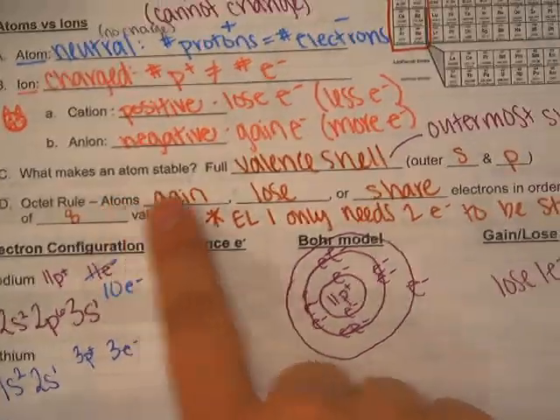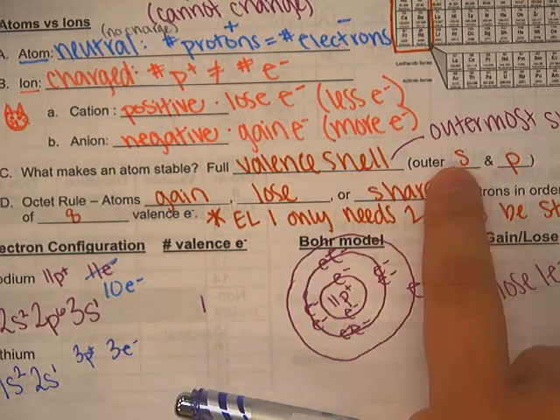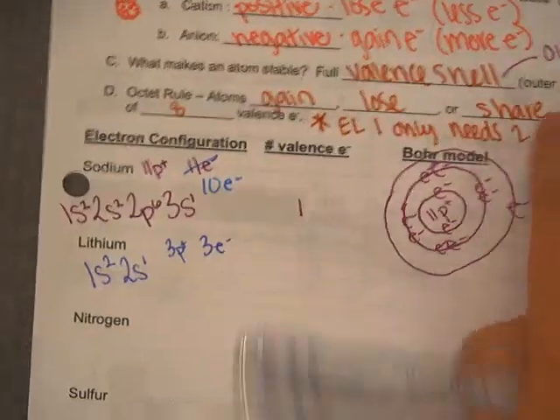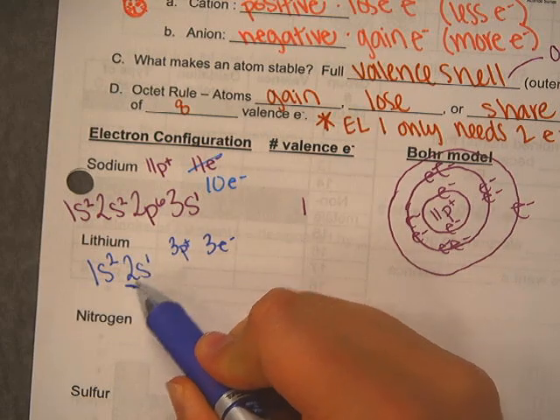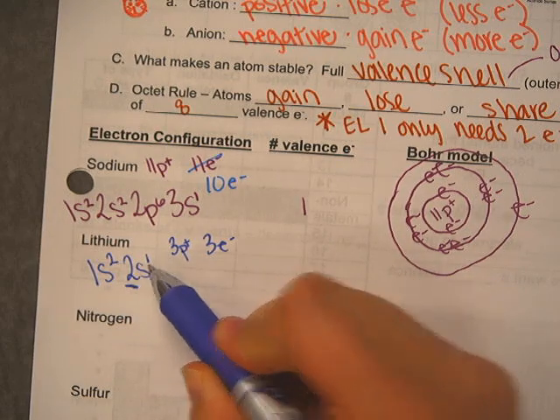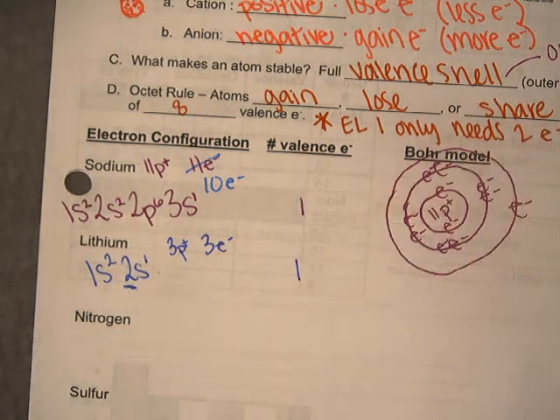And then what makes an atom stable is a full valence shell, which is looking at its outer s and p sublevels. So for lithium, the highest energy level is 2, and in the second energy level, I only have the s sublevel with 1 electron. So that means that I would have just 1 valence electron.